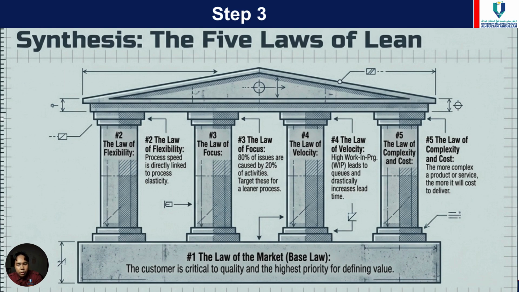Okay, so we move on. Now we have reached the conclusion: the five laws of Lean. There are five laws of Lean. First is the law of the market, which is the base law, where the customer is critical to quality, CTQ, and the highest priority for defining value.